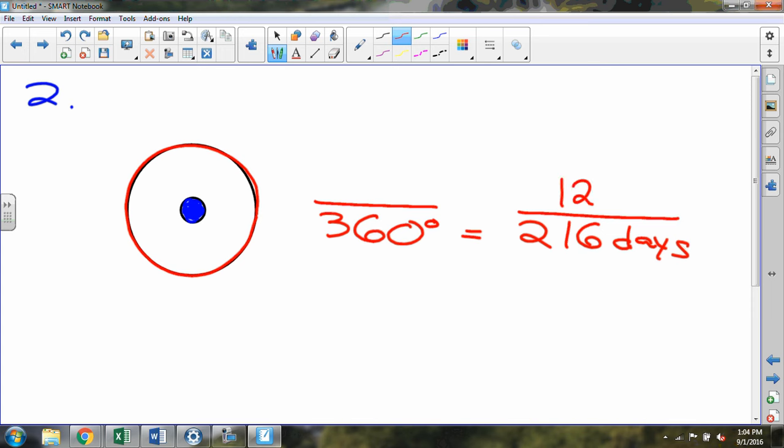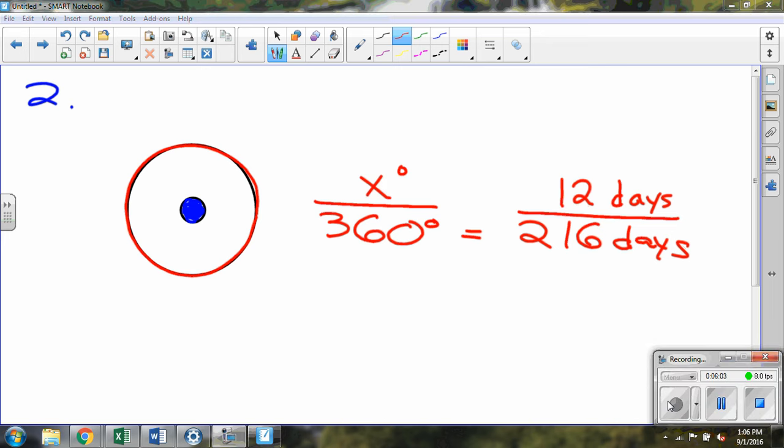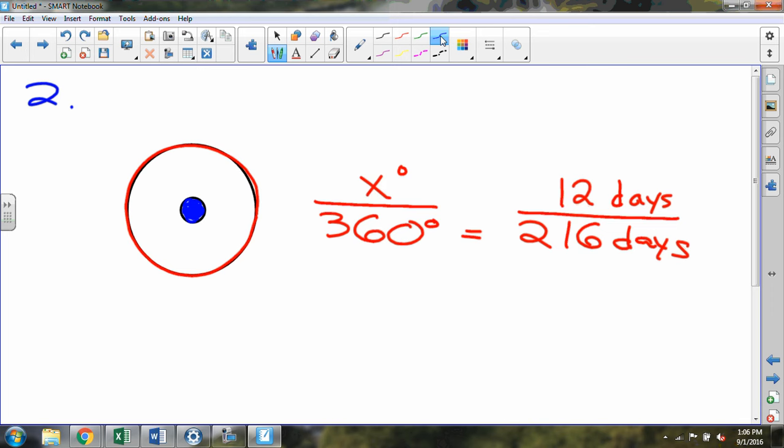We can set this up with 12 days. I need my pen. There we go. 12 days. And we're searching for the variable. Now that we have our proportion set up, we can simply solve it with cross multiplication. Multiply the first diagonal, 216 times x. Multiply the other diagonal, 360 times 12. That's 4,320.